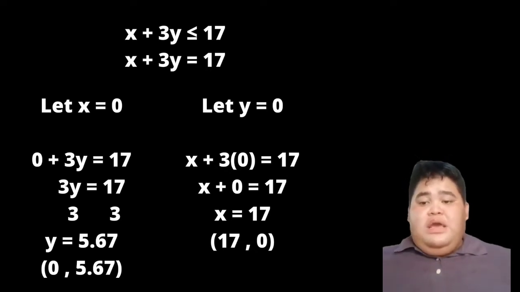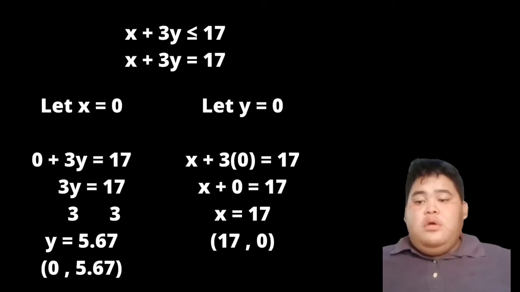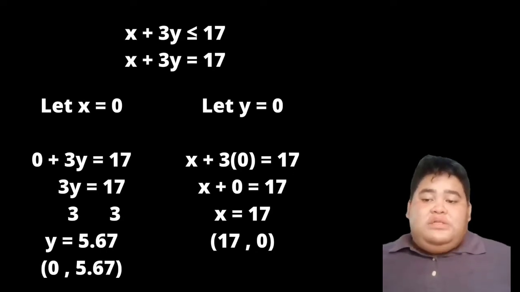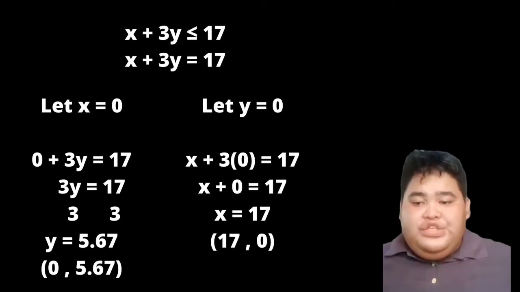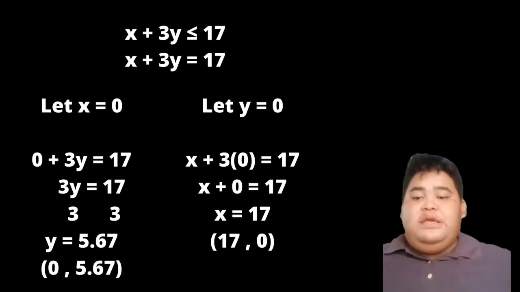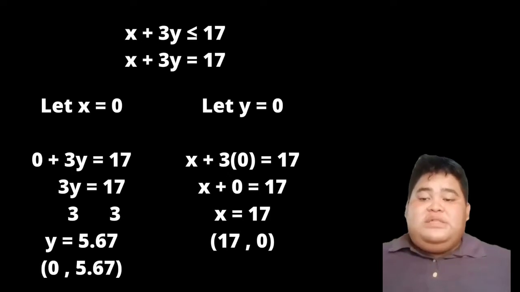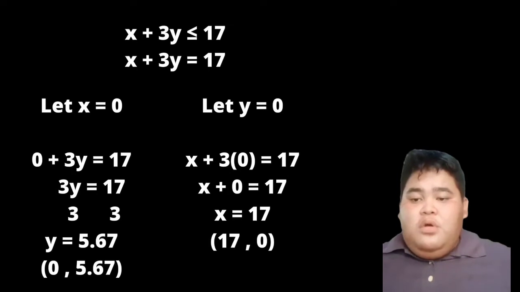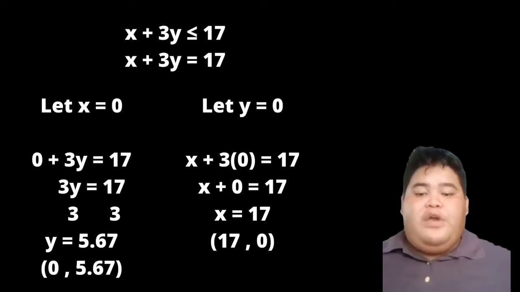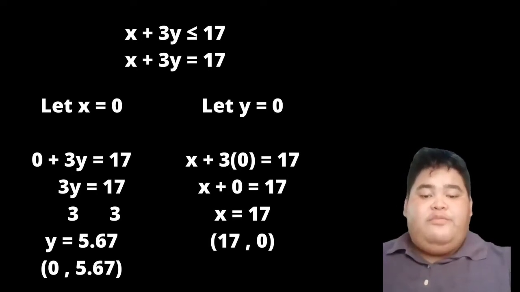And the next problem is let y equals 0. x plus 3 times 0 equals 17. So x plus 0 equals 17, x equals 17. (17, 0) is the ordered pair. And that's all. Thank you for my report.